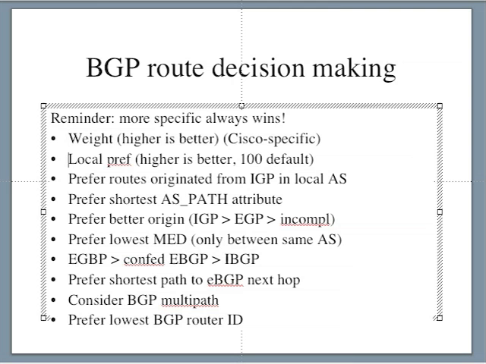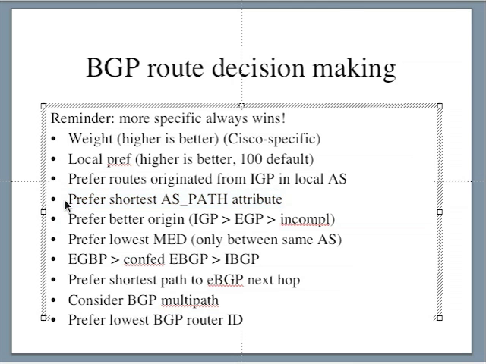If you're still in a tie, then you prefer routes originated from an IGP in the local autonomous system number. I won't talk about that today. Maybe we'll do an example of that later. We prefer the shortest AS path attribute. This is the most common thing to make a decision on. The shortest AS path wins.